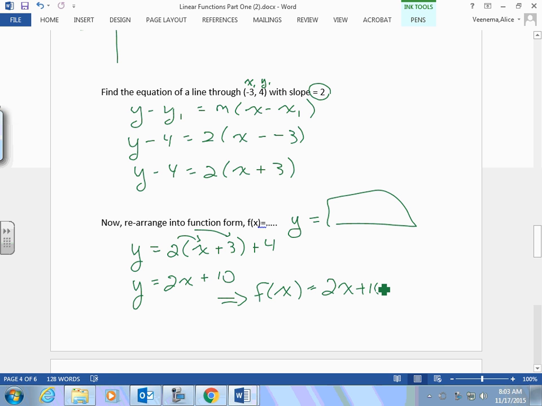Okay, so these are virtually identical. You'll need the y equals if you're plugging it into the calculator, but you need to be able to think of it in terms of function form as well.